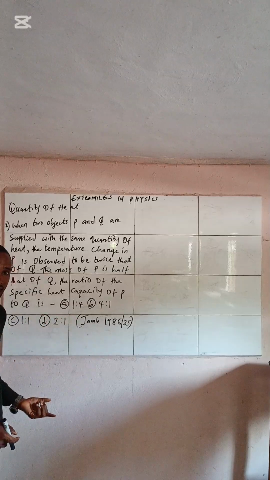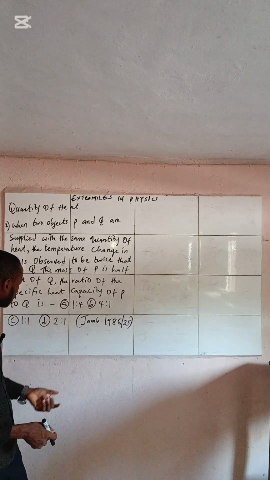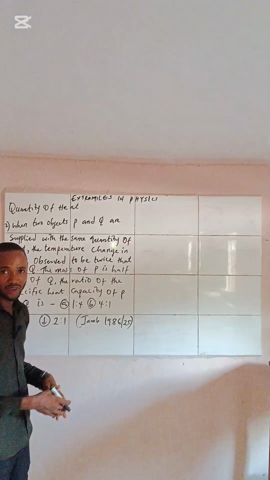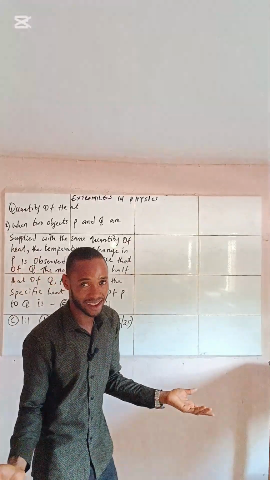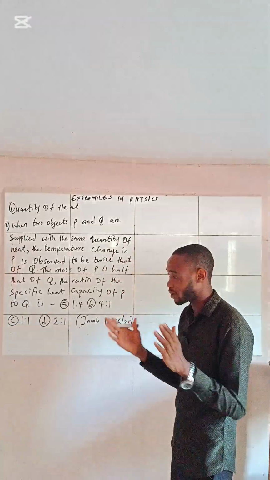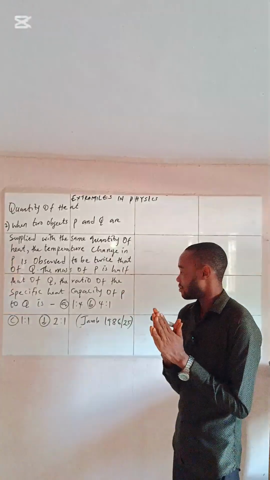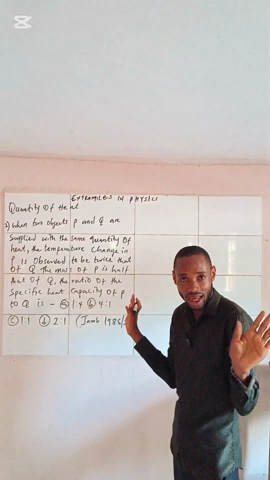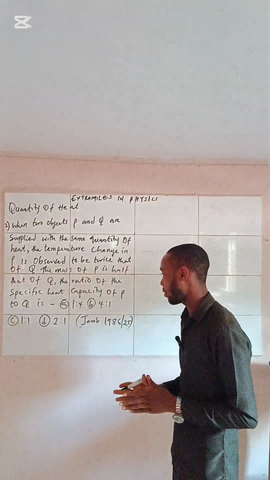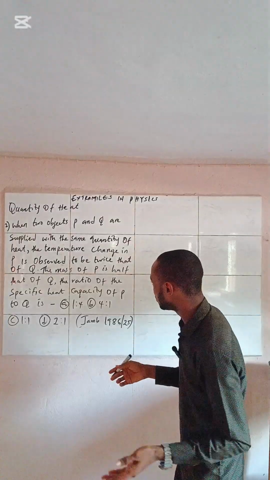This is JAMB 1986. 1:4, 4:1, 1:1, 2:1. Now, if you look at this question, it reads very well. It's technical. Actually, it's not hard, just that the technicality is making it look difficult. I wanted us to bring out the parameters together. So you see how we'll get our parameters, and that will make the journey easier.